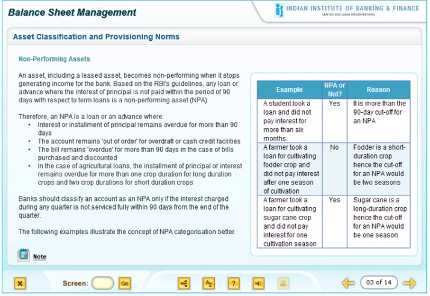Banks should classify an account as an NPA only if the interest charged during any quarter is not serviced fully within 90 days from the end of the quarter. The following examples illustrate the concept of NPA categorization better.